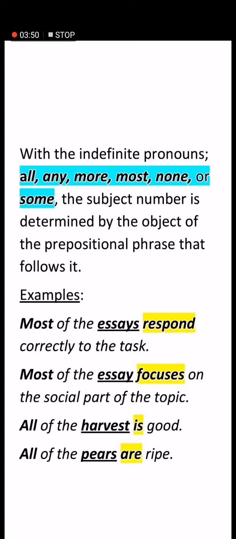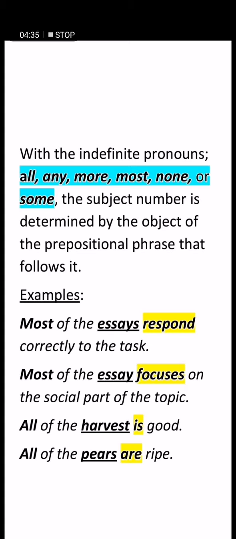With the indefinite pronouns all, any, more, most, none, or some, the subject number is determined by the object of the prepositional phrase that follows it. Let's have examples. Most of the essays respond correctly to the task. So we use the indefinite pronoun most, and the object of the prepositional phrase is essays. So the word essays determines the agreement. And that's why the verb respond is in the plural form.